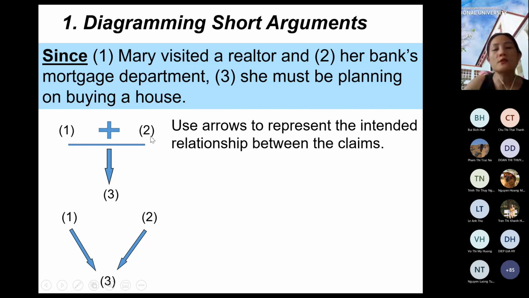So if 1 and 2 are linked, then you draw like this. You put the plus to link 1 and 2, and then you use the line and make the arrow to the conclusion. If 1 and 2 are independent, then each of the premises directly uses an arrow to link to the conclusion. So here, in this case, which diagram is correct? Let's say the upper one is diagram 1, the lower one is diagram 2. So please put in the chat box which one is the correct diagram for this argument. 1 or 2.